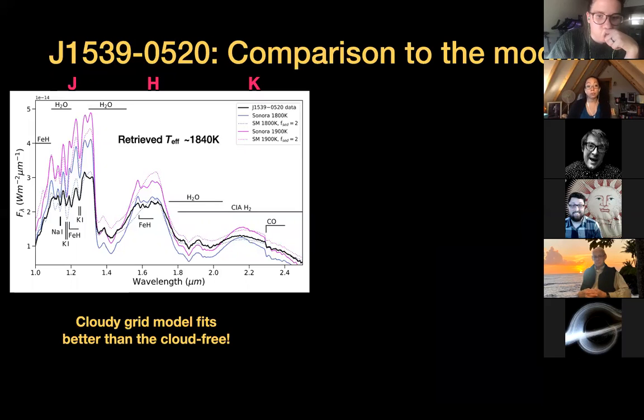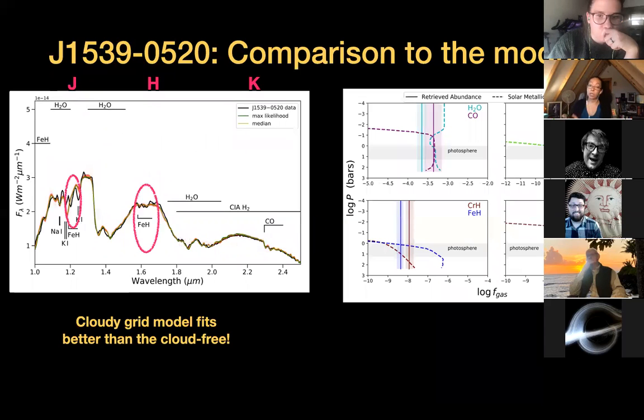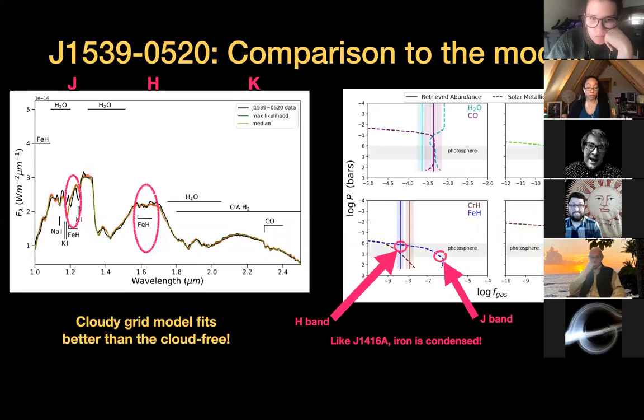When we look at the retrieved spectrum, we see that it's sharing sort of the same features as 1416A with the iron hydride, where we're doing a better job at fitting it in the H band, but we're having difficulties in the J band. So we look at the retrieved abundances, we're seeing the same story where our retrieved abundance is less than we should have for iron hydride. So again, we're trying to fit that shallow H band feature while simultaneously fitting the deeper J band feature. So like 1416A, this is pointing towards iron probably being condensed out in the atmosphere of this object. Another piece of evidence pointing towards this probably really having clouds.